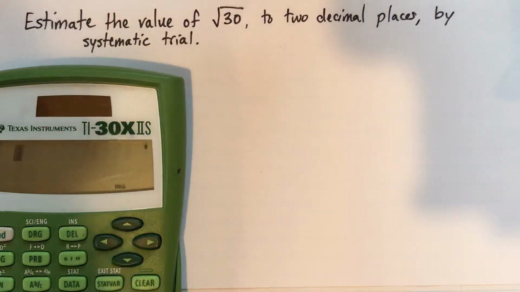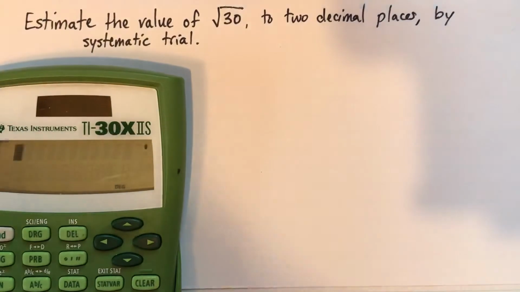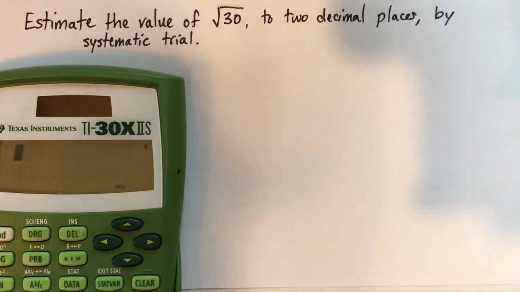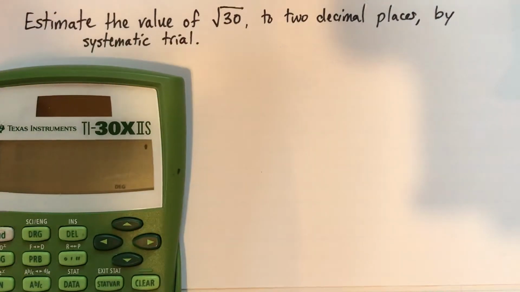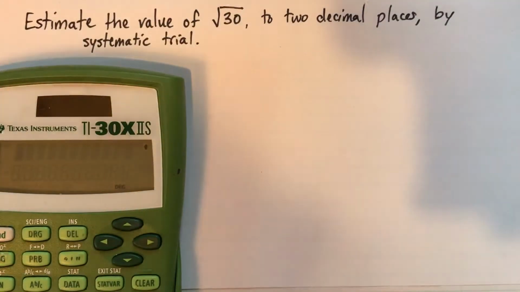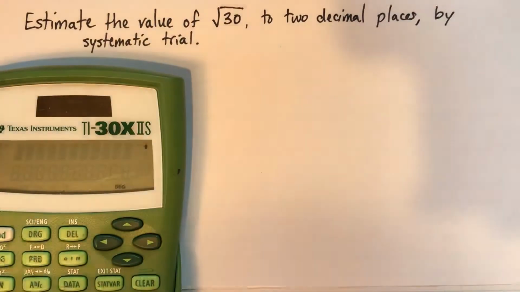Hi, in this video I'm going to show you how to estimate square roots by using systematic trial. Systematic trial is a fancy and a bit more precise name for really efficient guessing and checking. So what we're going to do is make a reasonable guess, and then we'll evaluate that guess and make a better guess based on what we learned.